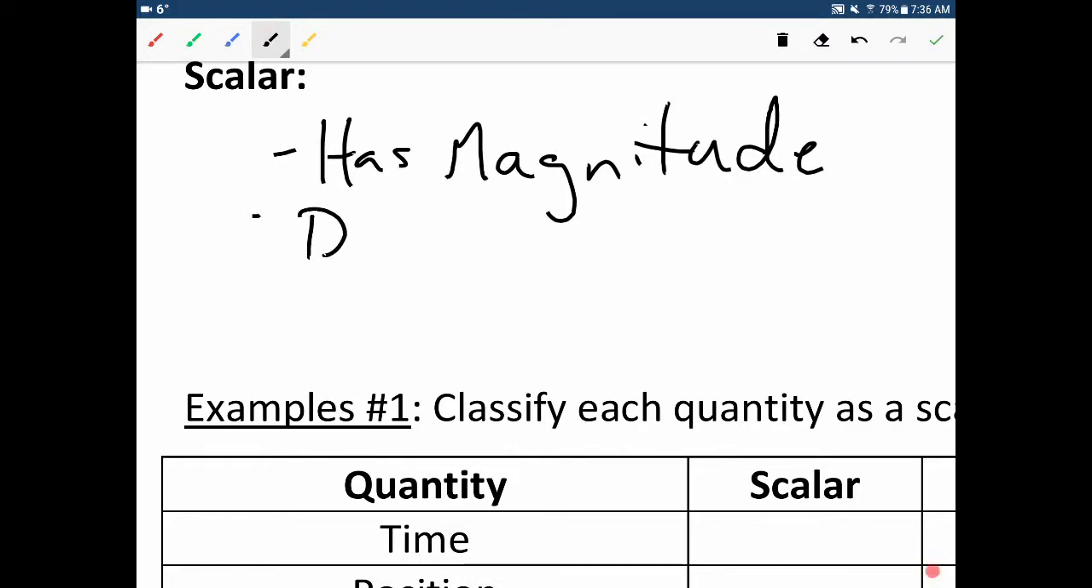I'm off to a good start. I messed up on the third word. Okay. No direction.